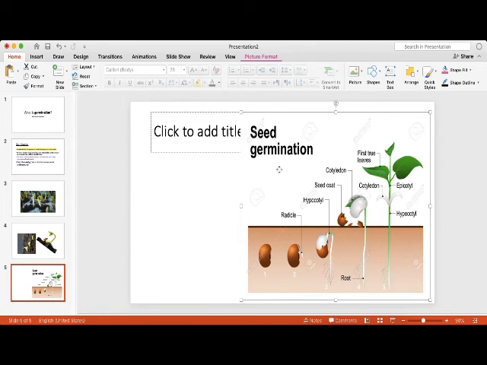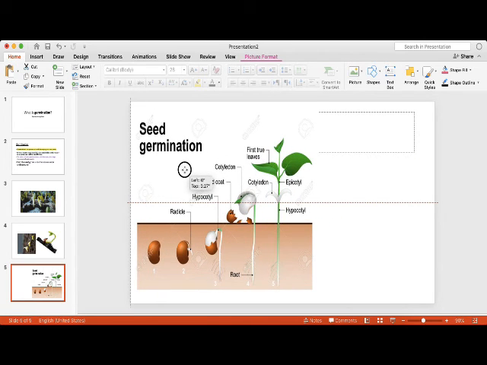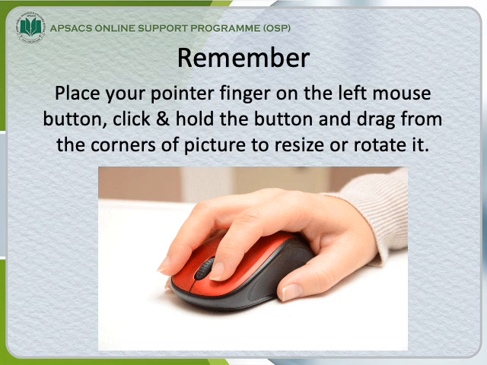Again, I want to move this picture towards the left side. Click on this picture, hold the left mouse button, move the mouse towards the desired position. In this way, you can move your pictures from one position to another. Remember, place your pointer finger on the left mouse button, click and hold the button and drag from the corners of the picture to resize or rotate it.